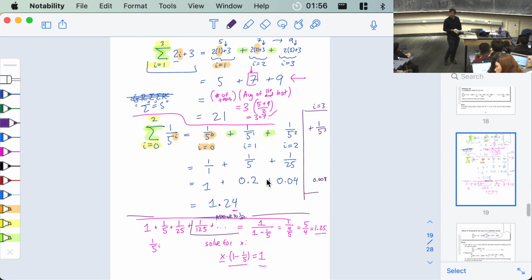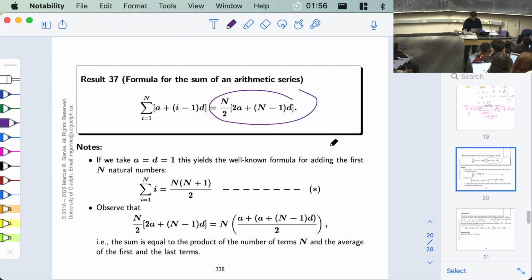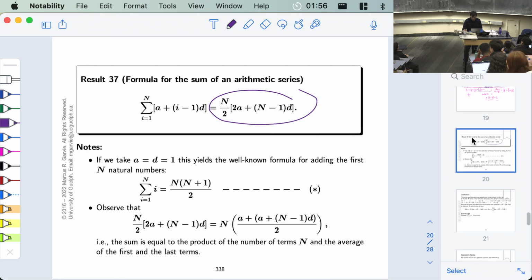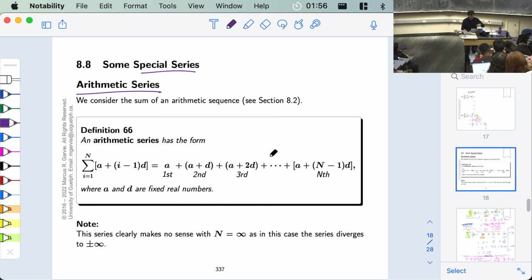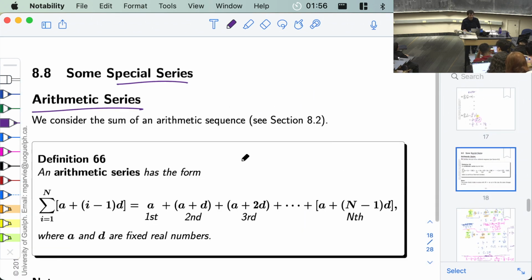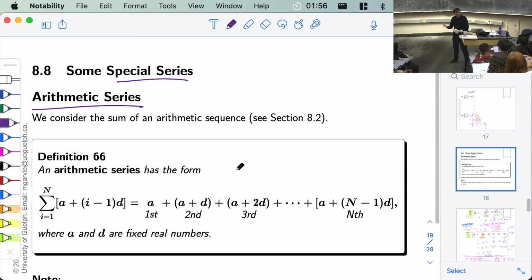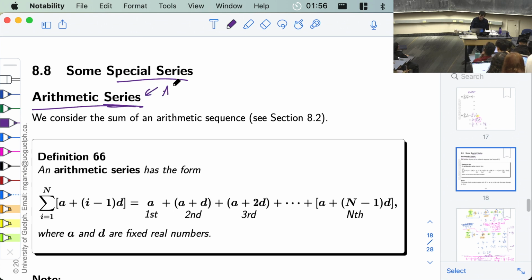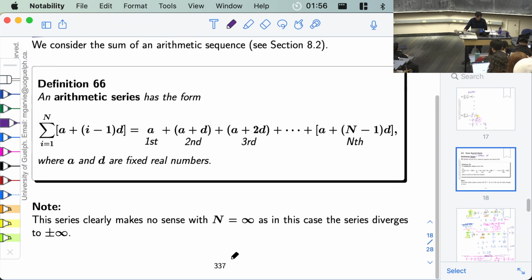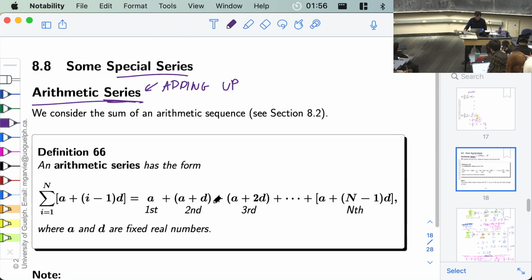Okay, let's actually do it in the notes then. So in the notes, I click here. Okay. Here is adding up an arithmetic sequence. And adding things up is called a series. So adding up an arithmetic sequence is called an arithmetic series. So a series means adding up. This is on page 337, if you're trying to get to where we are.